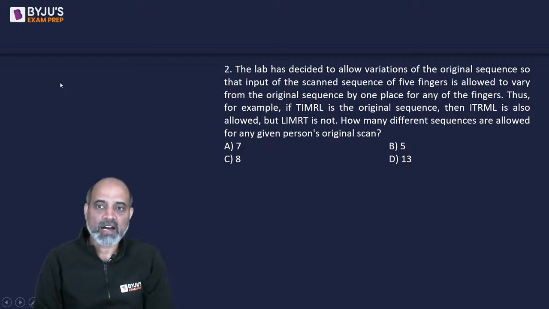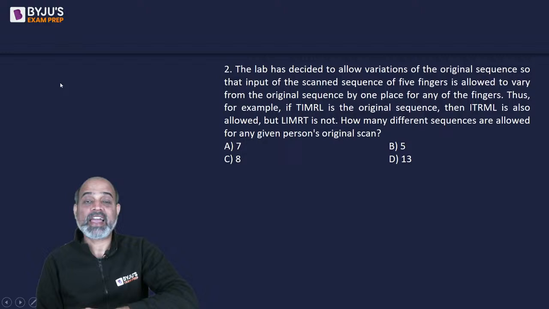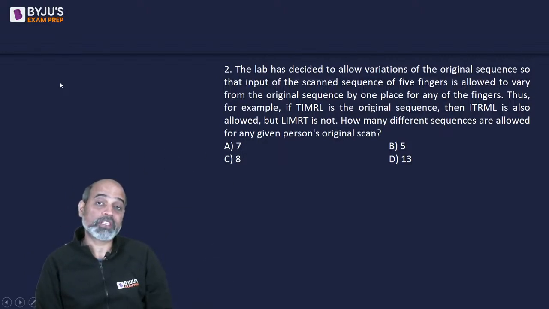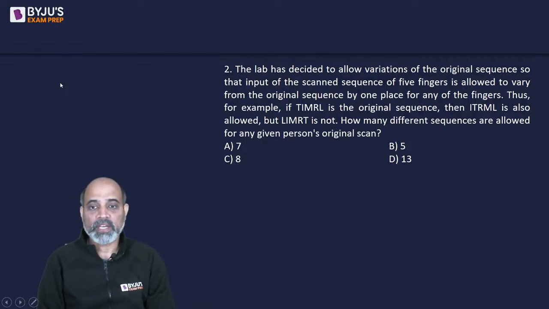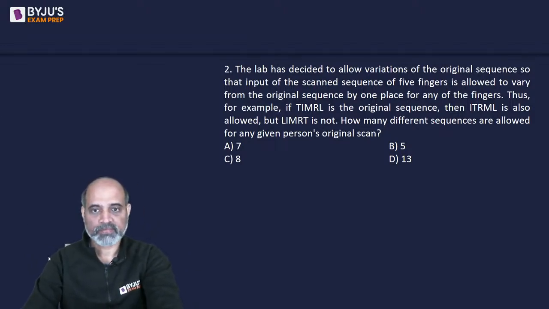ITRML. So T and I have interchanged, and MR also has interchanged. But LIMRT is not allowed. So this is a scenario where L has moved more than one place. So how many different sequences are allowed for a given person's original scan, right?